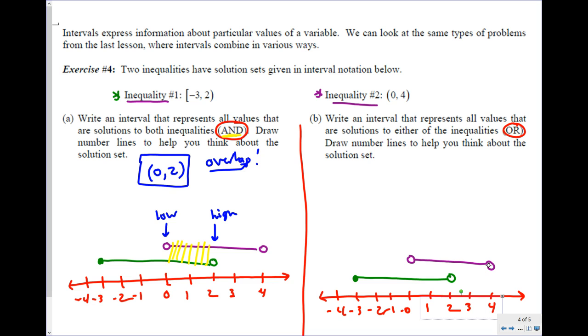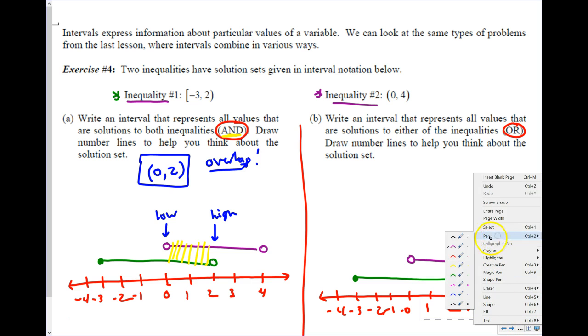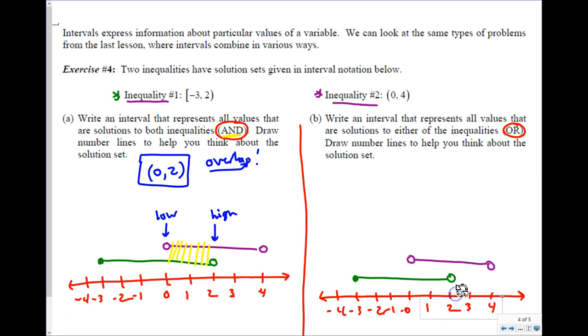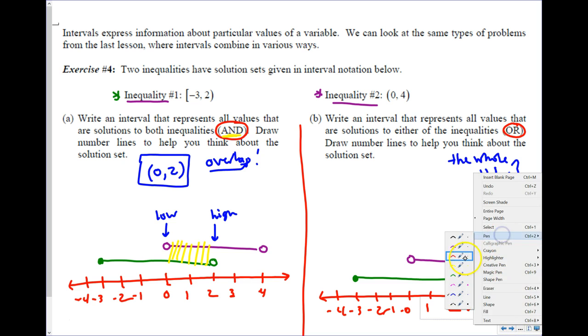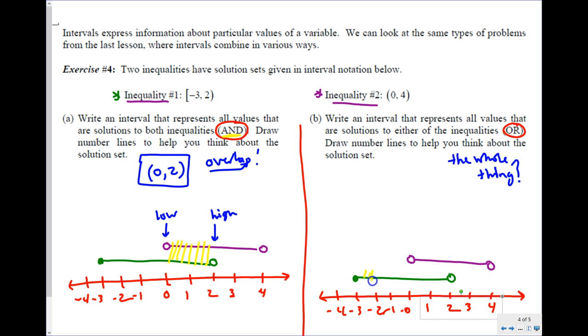Now, or is, it can be either this inequality or that inequality, so really it can be any of it. So when you think about the phrasing or, you're thinking about or not just being overlap, but being the whole thing. So or is like saying the whole thing. So if I want to look at the whole thing, that means that I'm looking all the way from here, where they overlap, and beyond. So there's the whole thing.